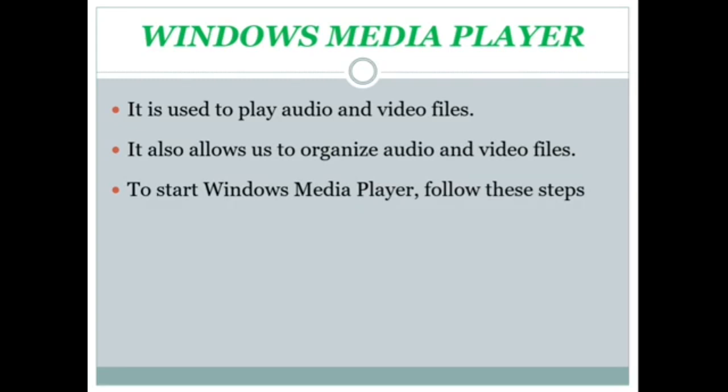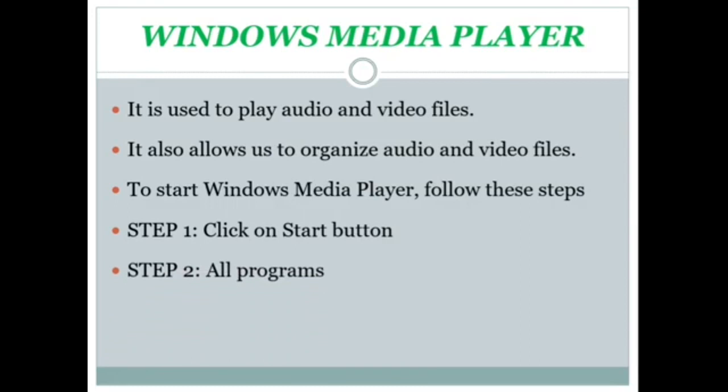So how do we start the Windows Media Player? Step 1, click on the start button in your computer. Step 2, select all programs. Step 3, click on the Windows Media Player. So, step 1, start button. Step 2, all programs. Step 3, click on Windows Media Player.